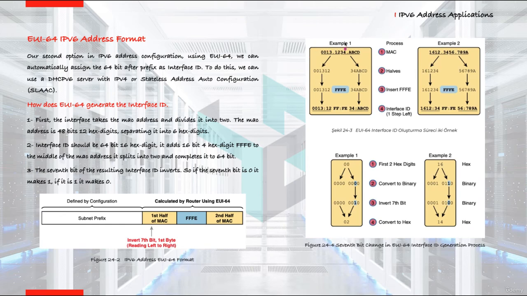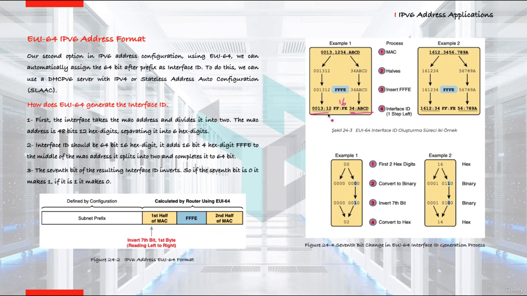Now let's look at this first example. In our first example, our MAC address is 0013:1234:ABCD. Dividing this address, we write the first 6 values to this side and the second 6 values to this side, then we add the 16-bit FFFE hex values.